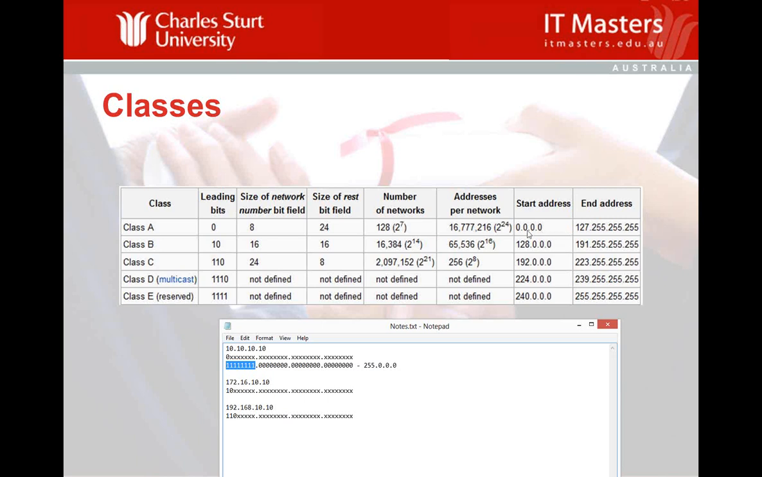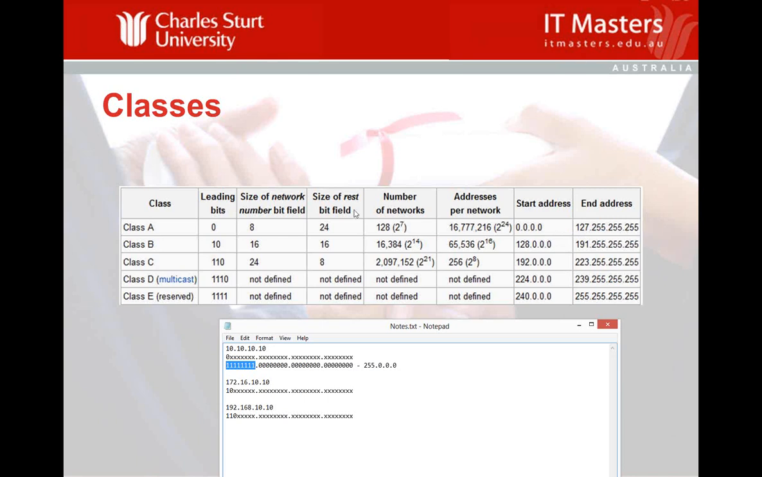Now, 0.0.0.0, as many of you will know, refers to the default network. It refers to a default route. In default routing, we use 0.0.0.0 to mean any IP address that we don't have a specific match for in our routing table; we'll use this route here. It's a default exit out of your network.